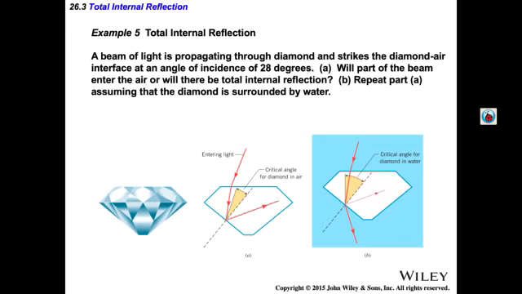And so this is why diamonds look very sparkly in air. A beam of light is propagating through a diamond and strikes the diamond-air surface at an angle of 28 degrees. Will part of the beam enter the air, or will there be total internal reflection? Repeat part A, assuming that the diamond is surrounded by water. Okay, so if it's coming in at 28 degrees, because actually the critical angle for a diamond, I think, is 24 with air. Okay, I mean, we could compute it really quick. And so if it comes in at 28, it's going to just bang around inside there.